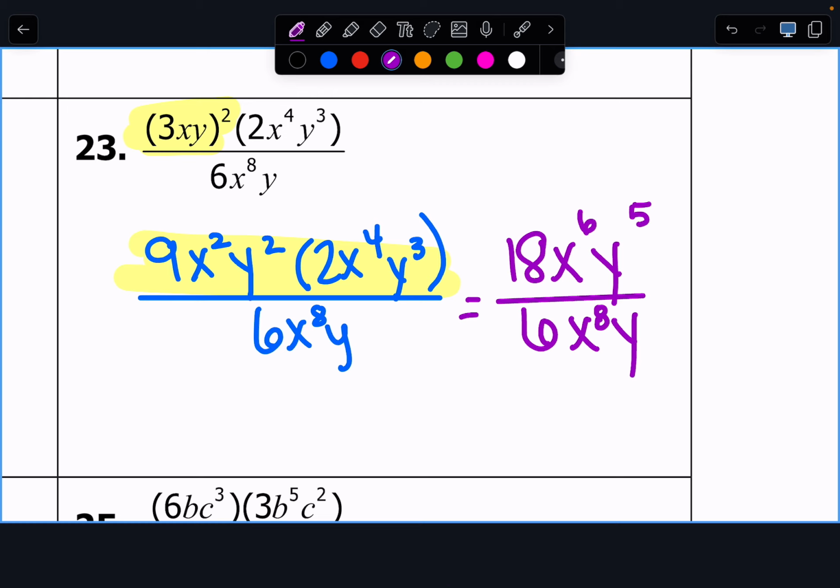Okay, now we can finally do the division. What's 18 divided by 6? 3. If we subtract our exponents, 6 minus 8 is -2. Do you agree? Which means we are going to have x to the -2. So I'm just going to bring that downstairs right away. Okay. And then y to the 4th. And where does that go?